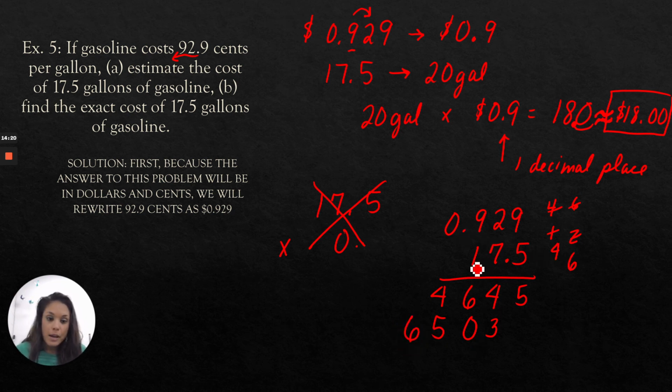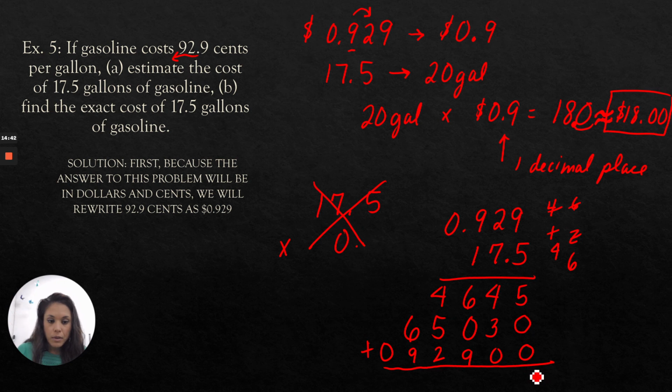And then multiply my 1. 1 times 9 is 9. 1 times 2 is 2. 1 times 9 is 9. And then 1 times 0 is 0. Probably didn't have to, that probably wasn't necessary. If you need to, go ahead and fill in those zeros if that is helpful before you add.